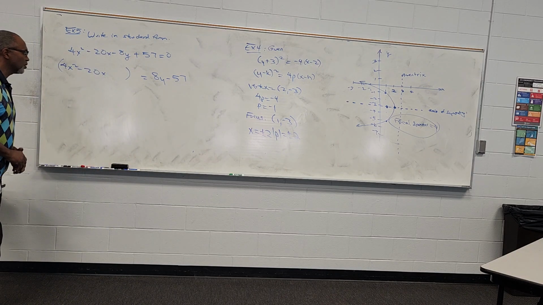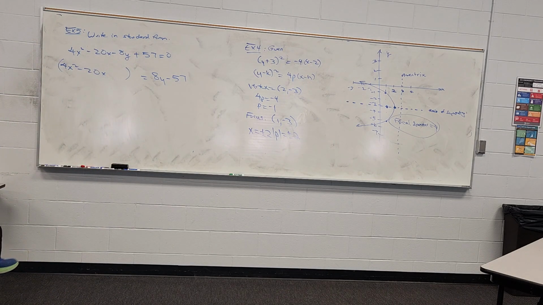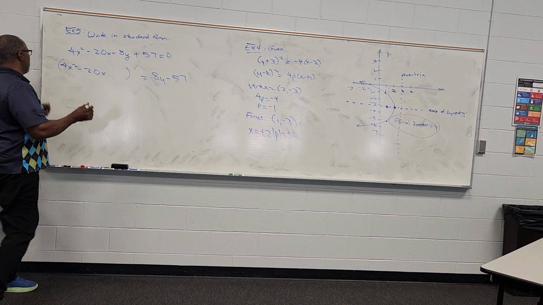Group the x terms and take everything else to the other side. The -8y moves to the right side of the equal sign, becomes +8y. The +57 that's on the left side of the equal sign moves to the right side and becomes -57. So now I need to complete the square on the x.